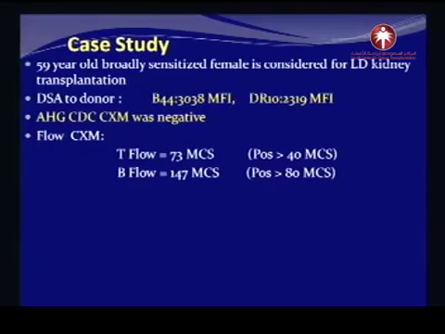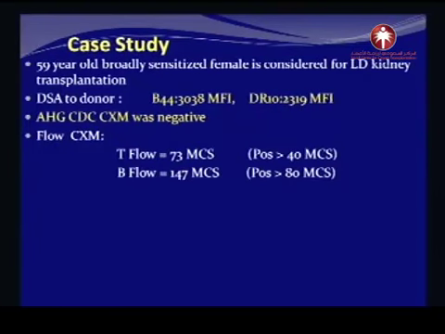And this is clearly positive B cell. Our cutoff is about 80 for B cell. So again, we're talking about a sensitized patient who is prepared to receive a living donor kidney transplant. She is sensitized and has 2 DSAs against her donor. And those DSAs are B44 and DR10 with the corresponding MFI.